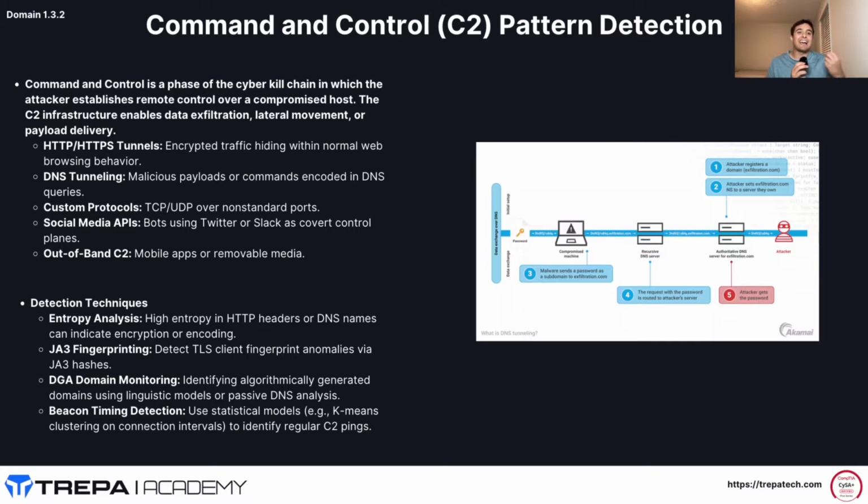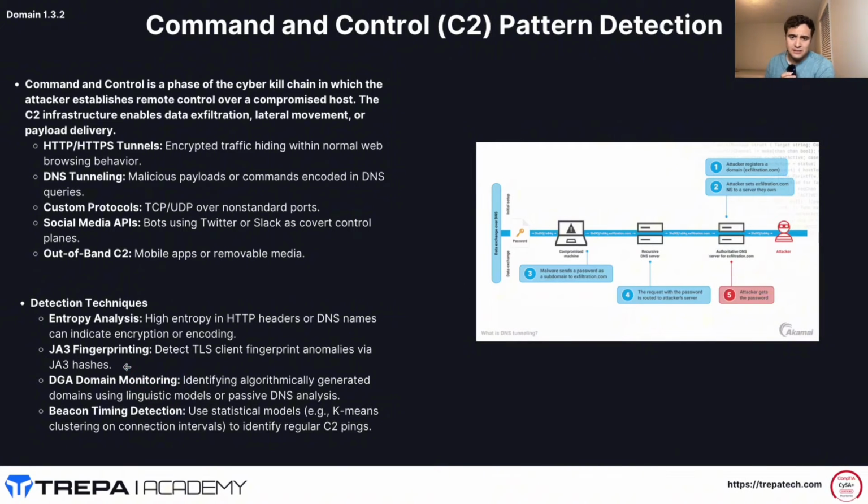So, I go put malware on a USB, I throw it in the parking lot, I put a nice label on it that makes it look legit from your company, and you plug it in because you're a curious little cat, right? Some of these detection techniques, entropy, sorry, I'm not very good in English. High entropy in HTTP headers or DNS names can indicate encryption or encoding. And then we have these other techniques here that I don't want to deep dive into because they weren't exactly on the exam objectives, but if you want to look them up, feel free.